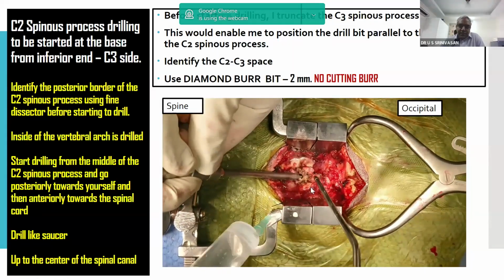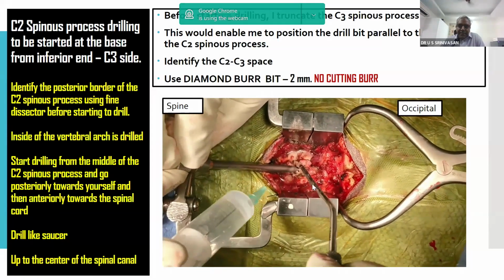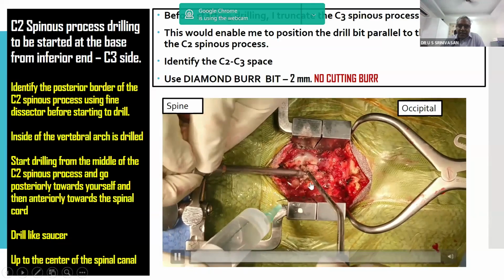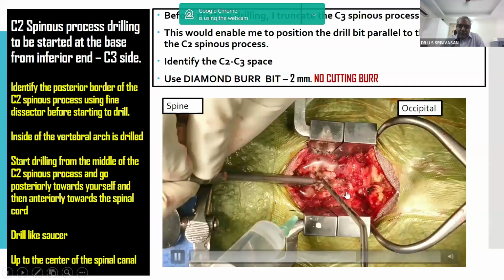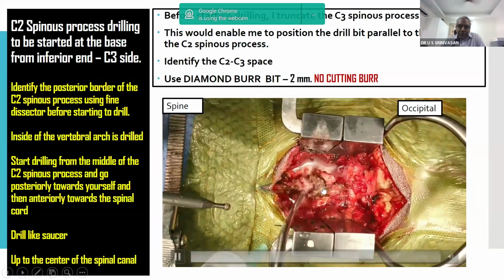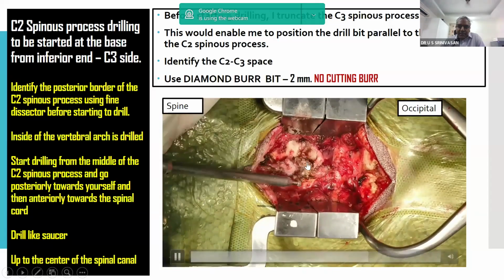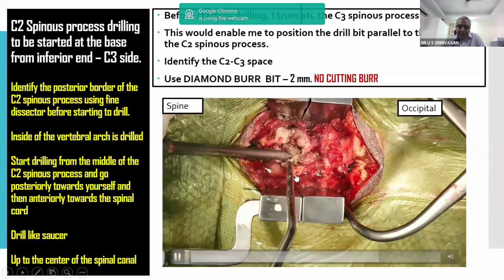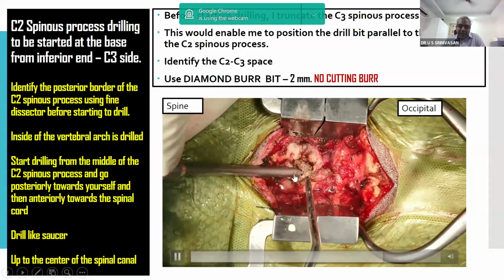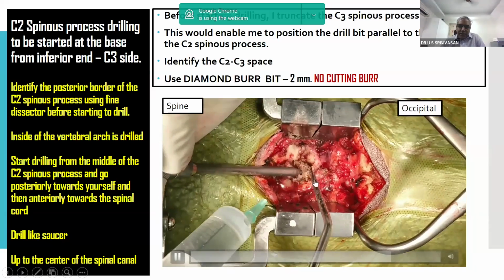I always use a diamond drill bit and keep on with it. Intermittently take it out. Simultaneously, my assistant will be irrigating. The posterior aspect of the C2 spinous process here is retained, and I am drilling inside. As I go further down inside, it's a blind drilling. I keep it more parallel to the spinal cord.